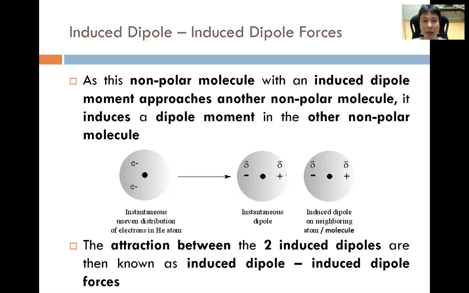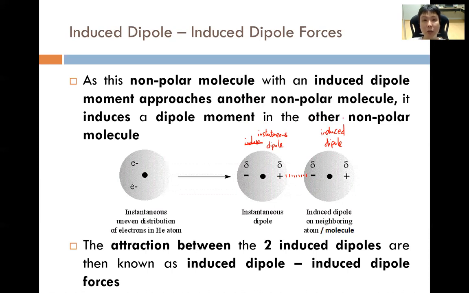And since there is attraction between plus and minus, there will be some attraction between this delta plus and this induced delta minus on this side, and there will be attraction between these two molecules. And hence, this dipole is an instantaneous dipole created by the random fluctuation of the electron density, and this is an induced dipole because it is caused by this instantaneous dipole. So this is also called an instantaneous dipole, induced dipole interaction.